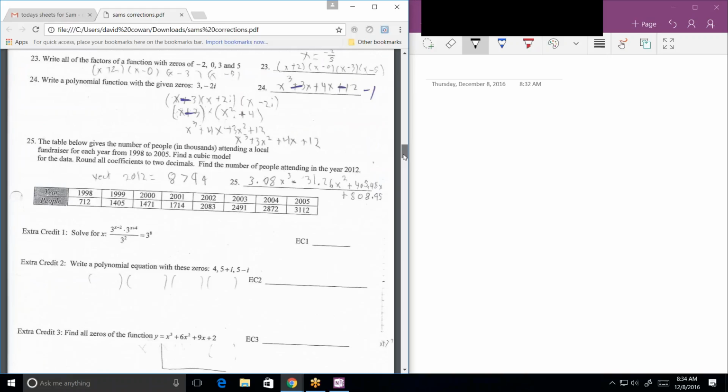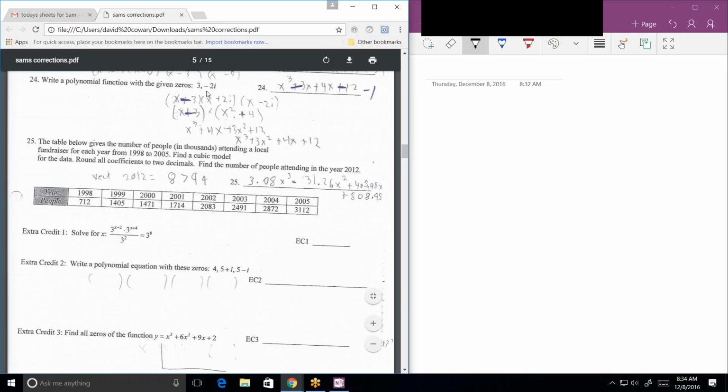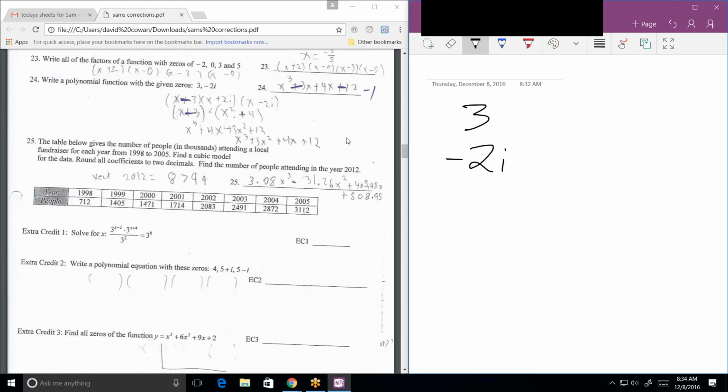All right, let's look at 24. This is a very common problem, 24, where they give you some zeros and they want the polynomial that you would have started with. So this is doing it backwards. They're giving you the zeros and you have to come up with the polynomial. Well, what are the zeros? They gave us 3 and minus 2i. Do we know any other zeros?